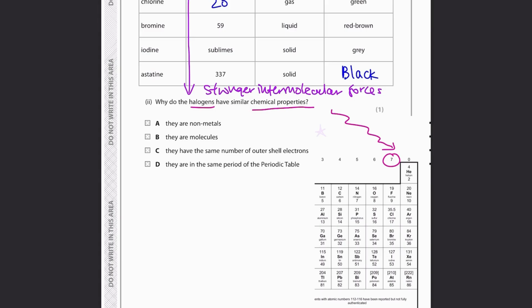So if you have 7, everyone in this group has 7 electrons in the outer shell. So you would agree that they all react by gaining 1 electron to get 8 electrons in the outer shell, right? So that's why they have similar chemical properties, because they all react by gaining 1 electron, because they all have 7 electrons in the outer shell, which is answer C. They have the same number of electrons in the outer shell. So when you see chemical property, think electrons in the outer shell.